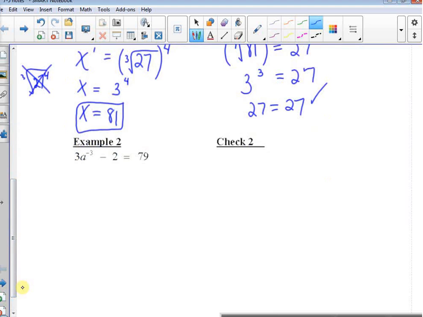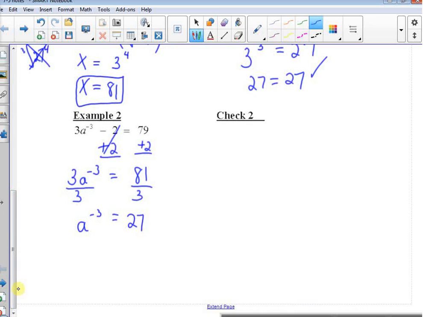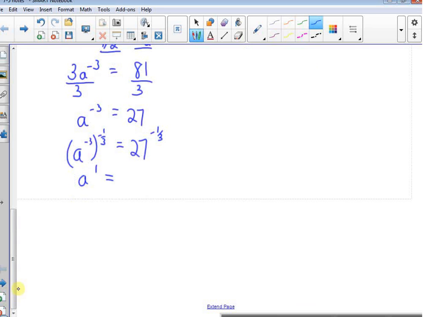The next one, with an example like this, you need to make sure you get the variable and the exponent alone. So let's add 2 to both sides, and then divide by 3. Okay, now, I know we've dealt with negative exponents. You could make it 1 over a to the 3rd, but it's also possible to just raise both sides to the negative 1/3. So we'd get a to the first, because a negative times a negative is a positive. And then we need to calculate the 27 to the negative 1/3, which is just 1 over 27 to the 3rd, which is 1 over the cubed root of 27, which is just 1 over 3.